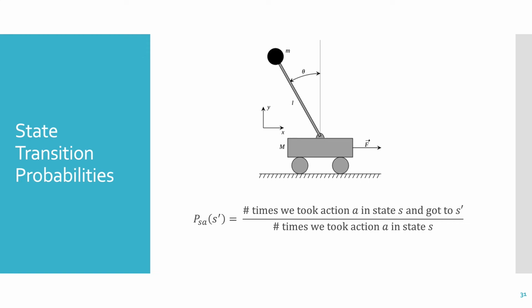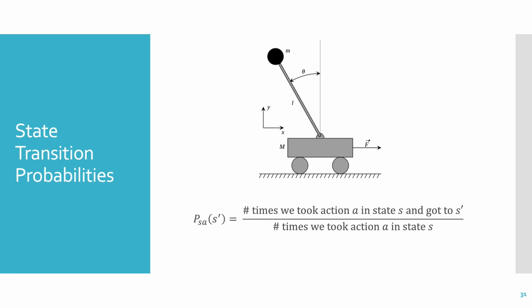Sometimes we might have a situation where we have 0 over 0. That corresponds to the case of never having taken action A in state S before. Then we might just simply estimate P of S A S prime to be 1 over the length of S. That is, we're going to estimate the probability when we don't have one to be the uniform distribution over all states.